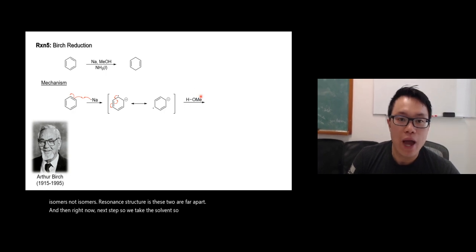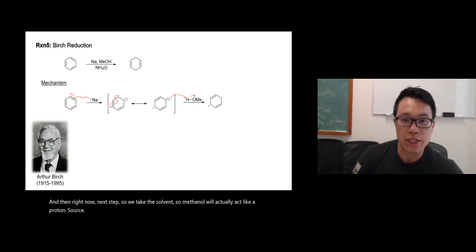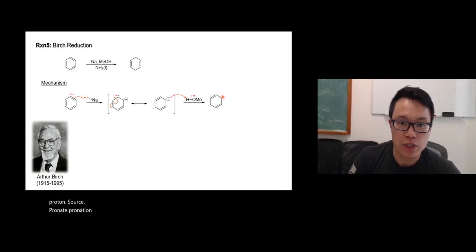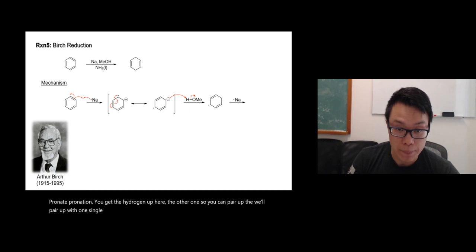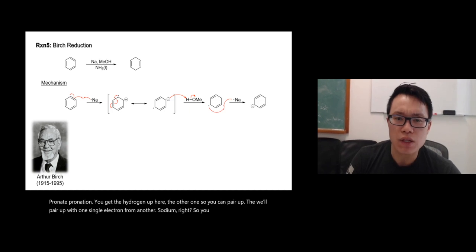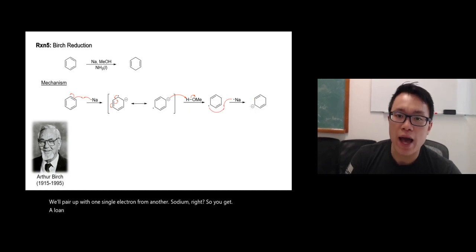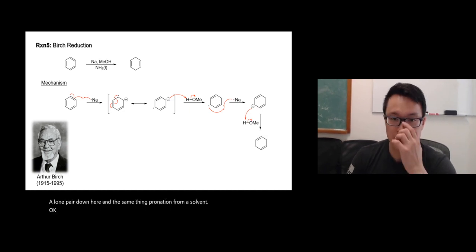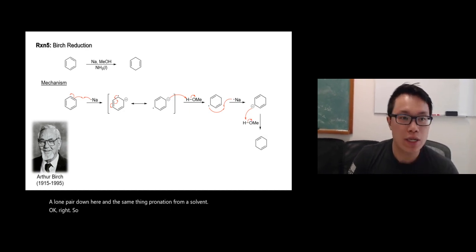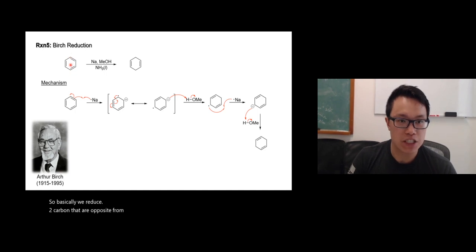Now, next step, so we take the solvent. So methanol will act like a proton source. Protonation, you get the hydrogen up here. The other one will pair up with 1 single electron from another sodium. All right, so you get a lone pair down here. And same thing, protonation from a solvent. Okay, ta-da! So basically we reduce 2 carbons that are opposite from each other, para position, basically.